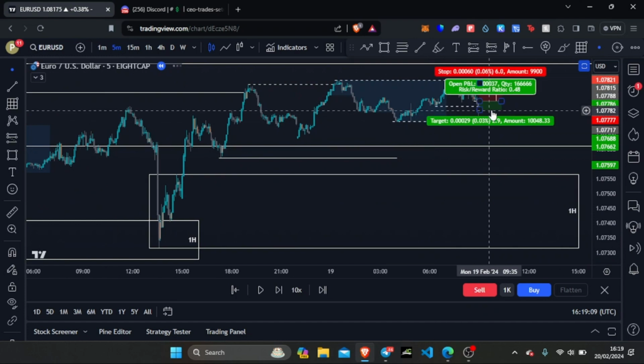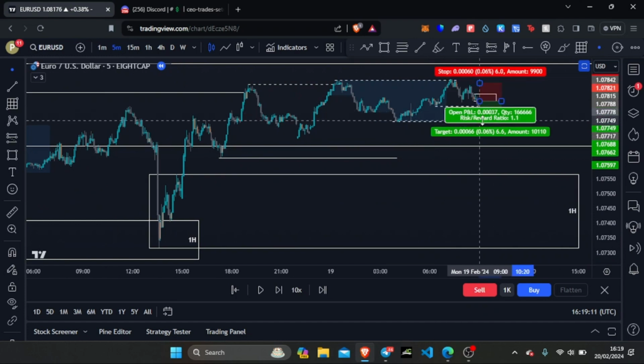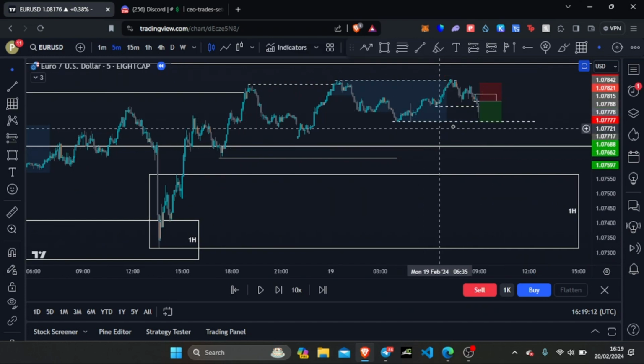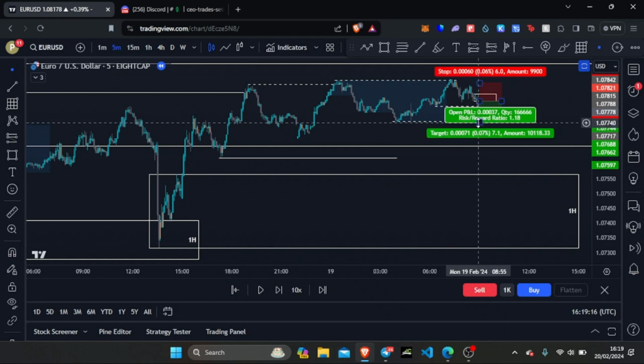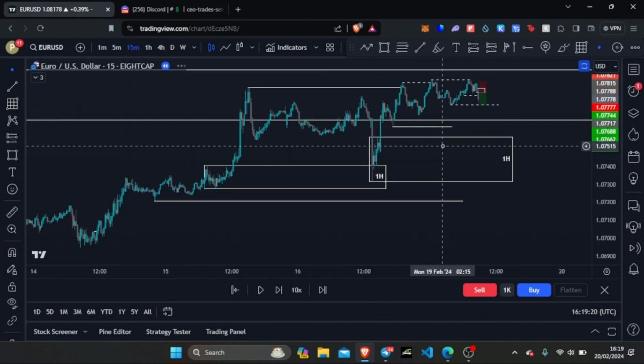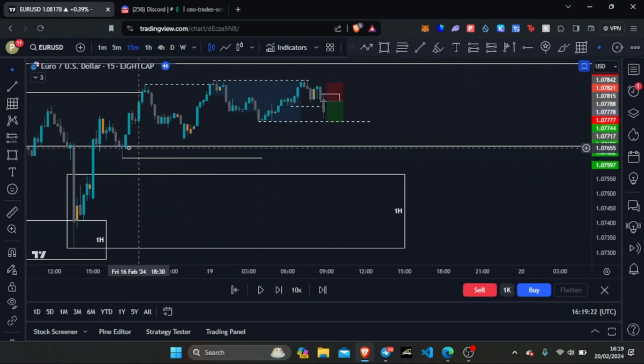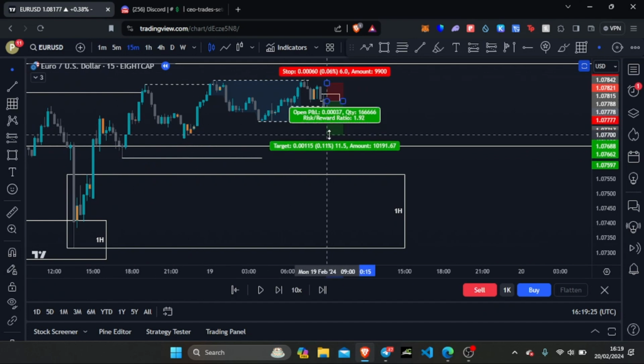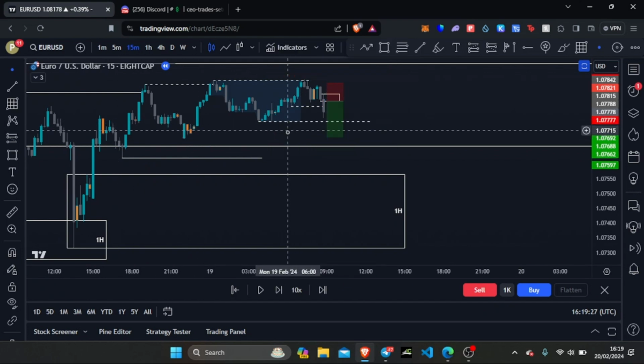And then from there, immediate targets would be a 1-to-1 at the Asia lows. But again, this is not a great risk to reward. We want to target just something a little bit more. So what I had in mind was that our first targets would be right here at this 15-minute low for a nice 1-to-2 risk to reward.